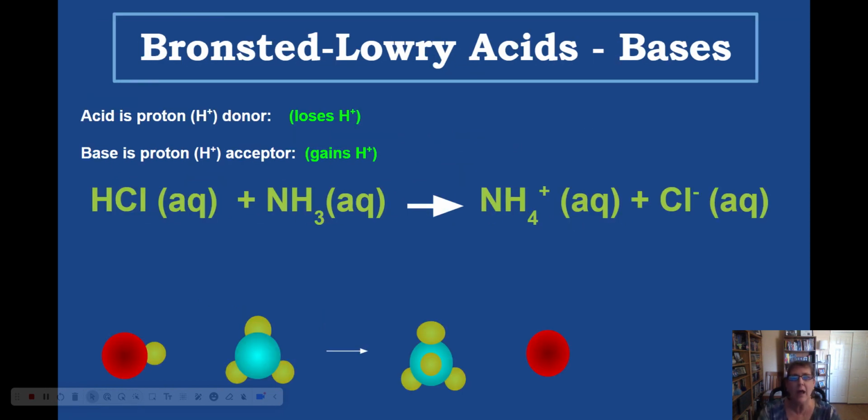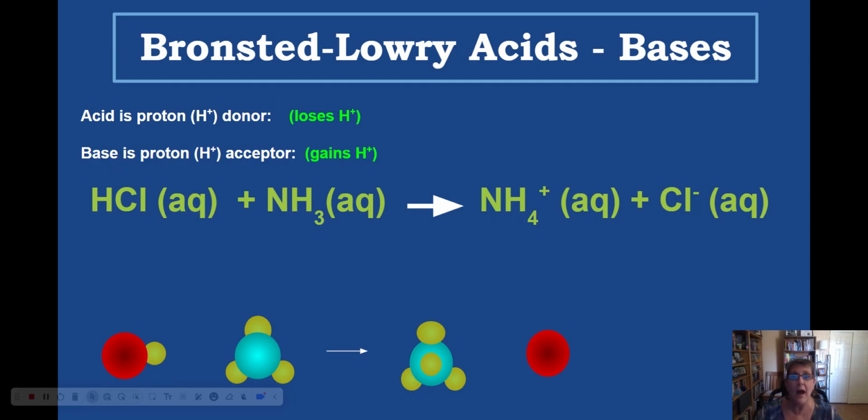Now, there's another type of acid-base reaction called Bronsted-Lowry acids and bases. And this is really more important if you're going on in chemistry. We're just going to have this one slide on it. Don't worry about this too much.